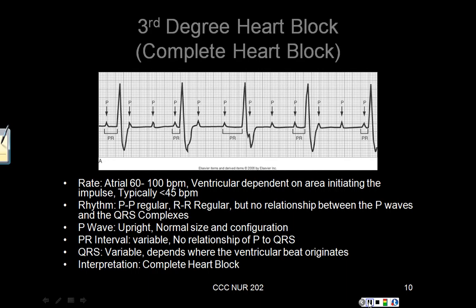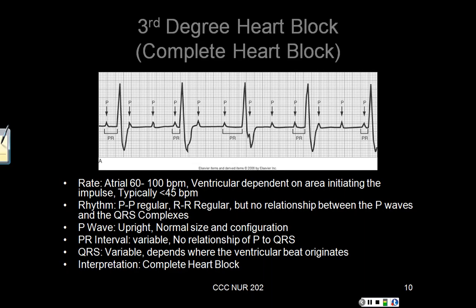Now, complete heart block or third degree heart block is where there is a total dissociation between the SA node and the AV node, or the rest of the heart. Basically, at the AV node, the impulse is being stopped. So you have the SA node firing, it goes down to the AV node, but does not proceed any further. So the ventricles are not stimulated by the electrical activity that's started by the SA node.